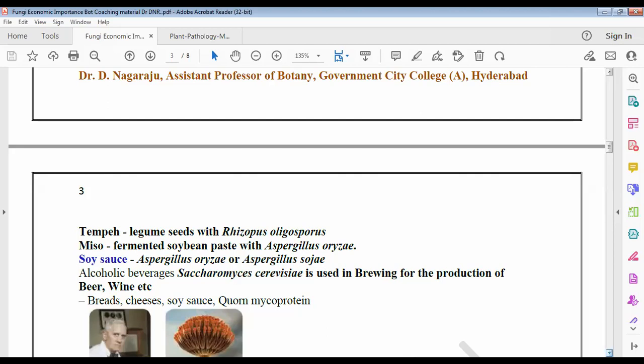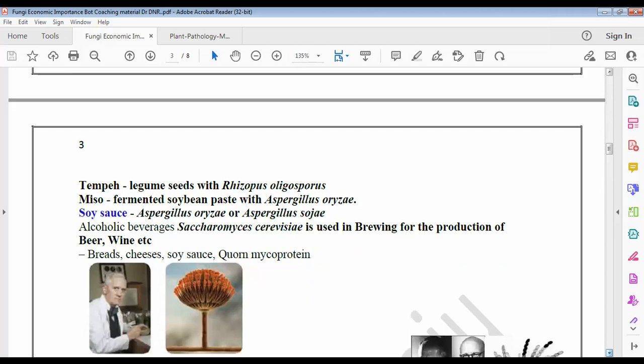And you know the soya sauce. Soya sauce is also prepared by using Aspergillus. Aspergillus oryzae, by fermenting the rice with the soya. Without that, we can't prepare the soya sauce. Otherwise, soya is a very hard protein. We can't digest it.